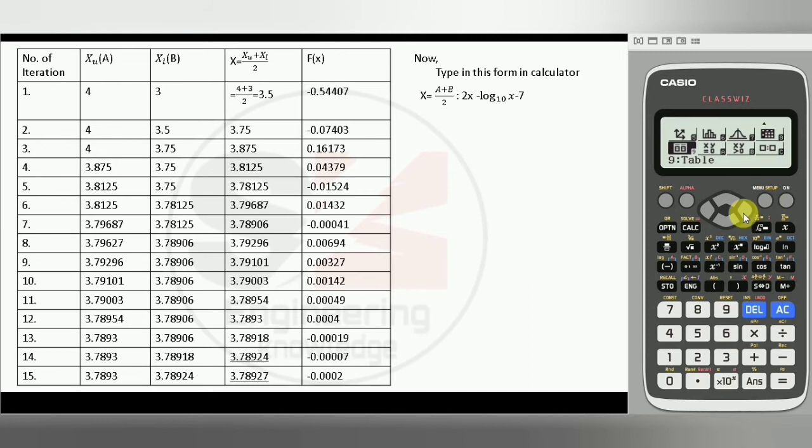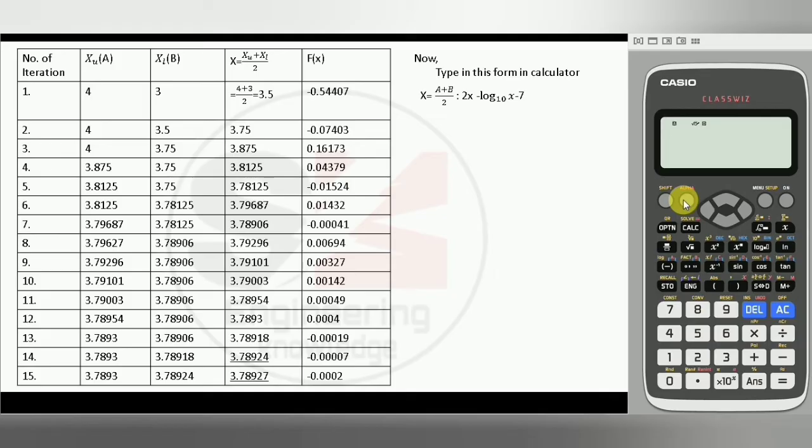At first we have to change the mode again back to 1, then we have to type this in this form in this calculator. That is a denotes the upper limit value, that is this, and b denotes the lower limit value, and this whole expression denotes this value, and this is our question. So let's start to type in the calculator.